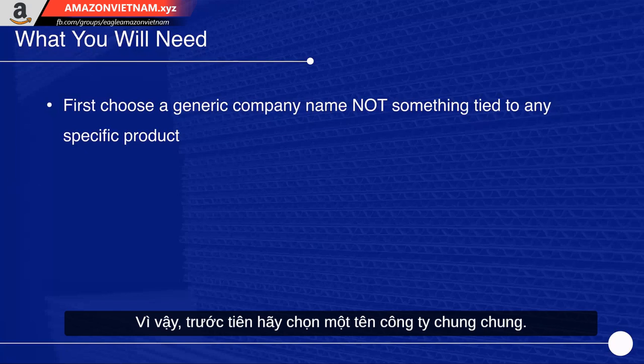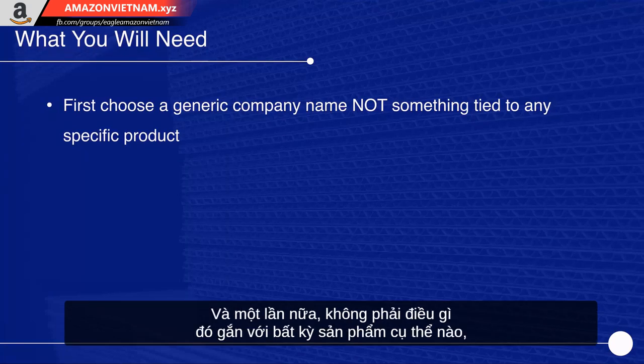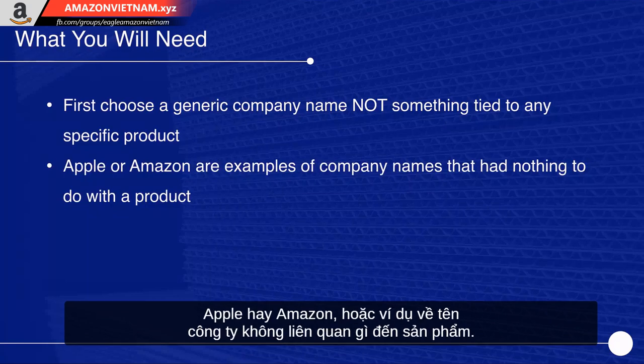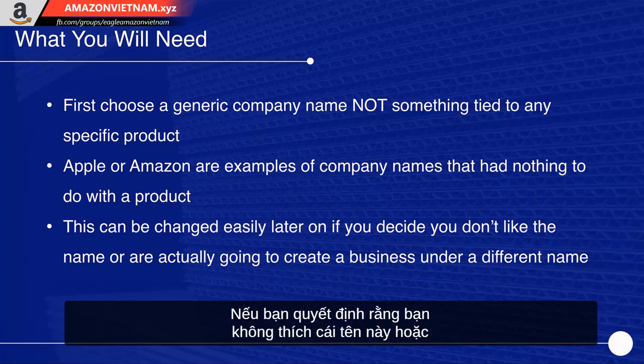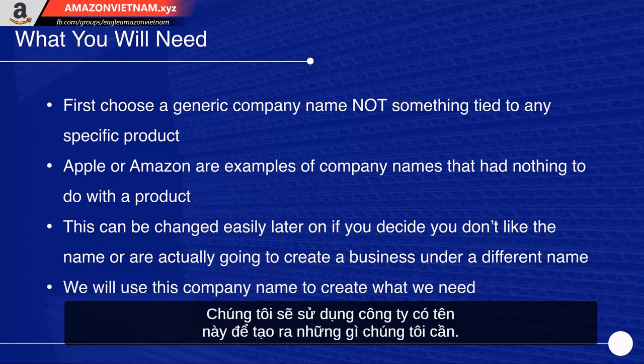So first choose a generic company name, and again, not something tied to any specific product. Apple or Amazon are examples of company names that had nothing to do with the product. And this can be changed easily later on if you decide you don't like the name or are actually going to create a business under a different name. We will use this company name to create what we need.